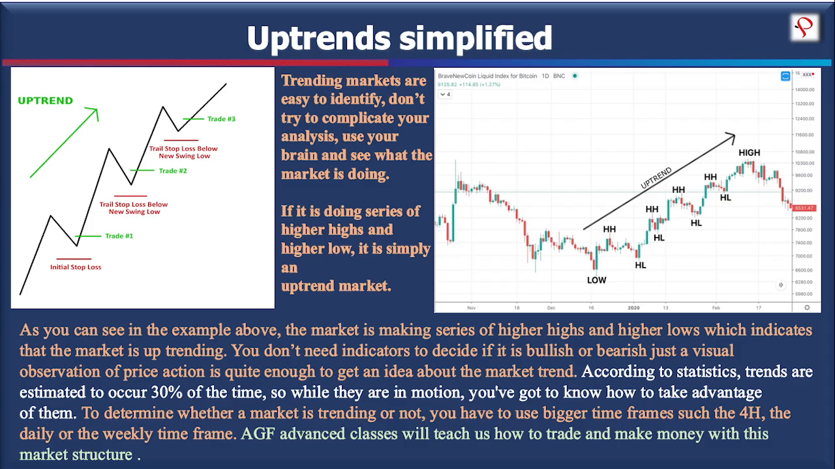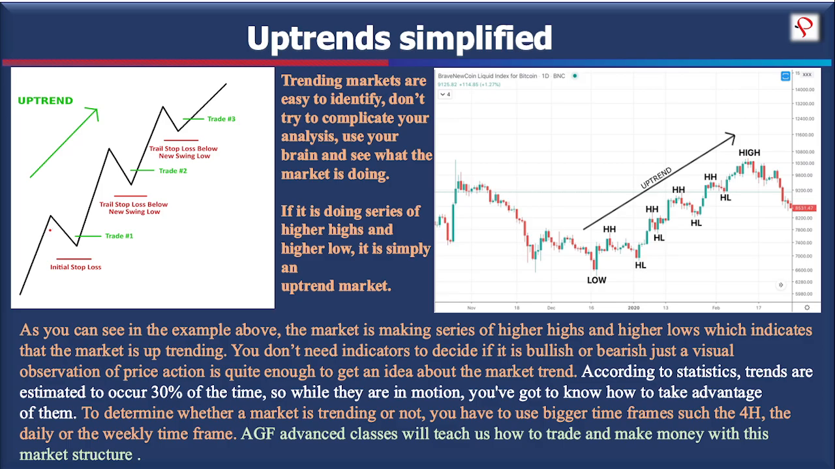Now let me explain uptrend in a very clear and simple manner that you will understand. Trending markets are easy to identify. Don't try to complicate your analysis. Use your brain and see what the market is doing. If it is doing a series of higher highs and higher lows, it is simply an uptrend market.